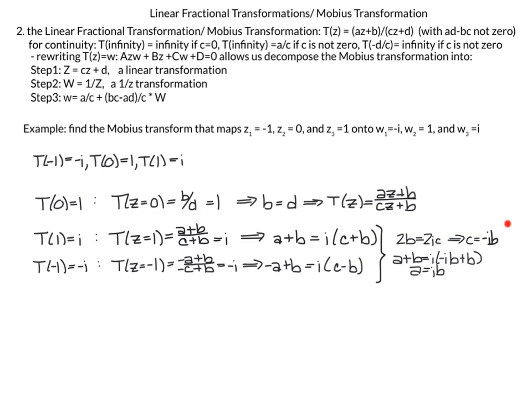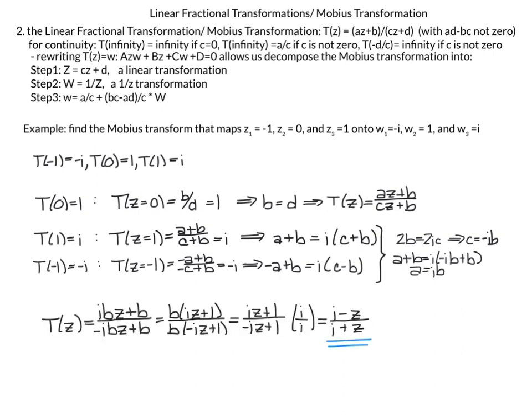Now I can plug this c into this equation, and I want to solve, I made a choice. You can decide what variable you want to solve in terms of, but I decided I wanted to solve everything in terms of b. So I have a plus b is equal to i. Now I plug in my minus ib for c plus b. And again, I want to solve for a in terms of b, so I get a equals ib. Since I have c in terms of b, I wanted a in terms of b, so that now I can plug into T of z.